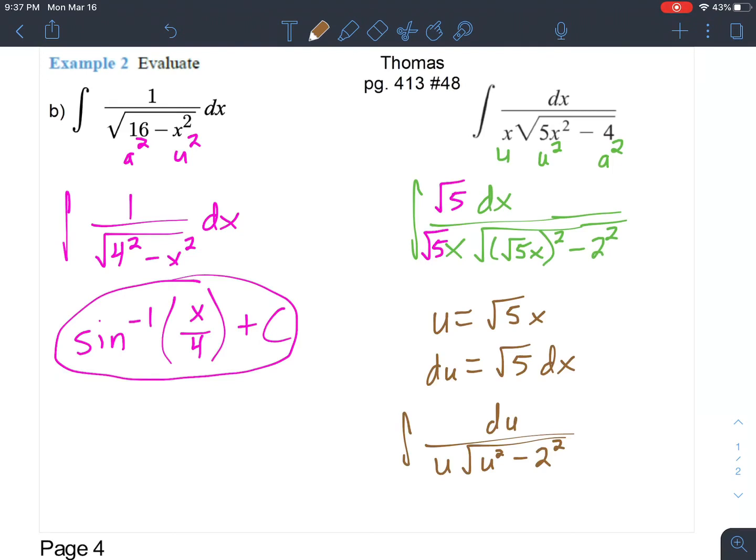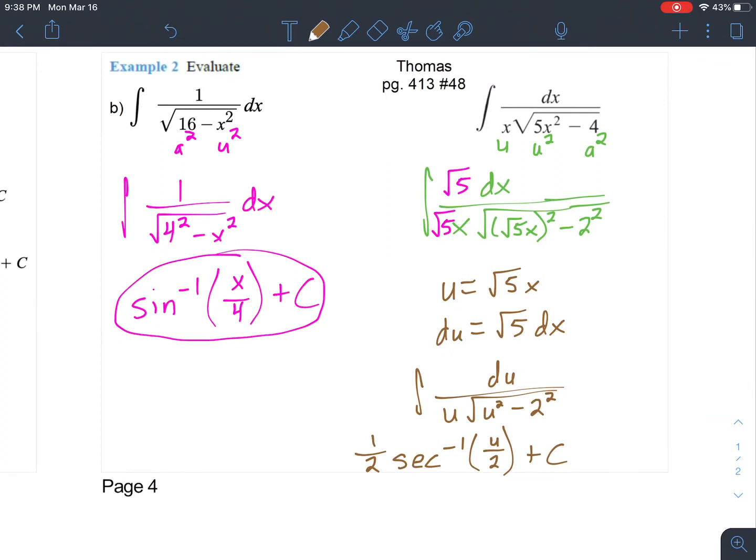So we will get arcsecant, and I realize I forgot the fraction in front. That is supposed to be 1 over a, so that is going to give us 1 over 2. And then inside arcsecant, that was going to be u over a, so u over 2. We need a plus c. And the last thing is we just have to take u and put it back in, so we will get as our answer 1/2 times the arcsecant of the square root of 5 times x over 2 plus c.